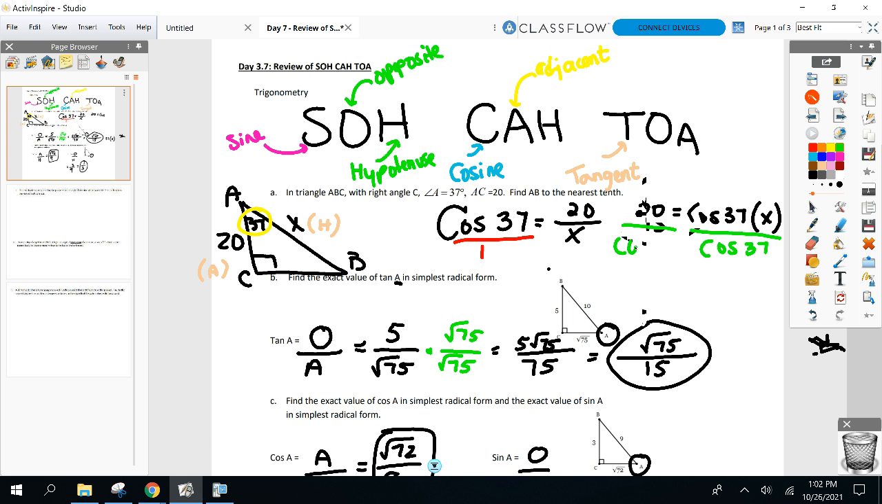And this is where your calculator comes in. Cosine 37. Now you go to your calculator: 20 divided by cosine 37. You can put it in a fraction template if you prefer. And that'll give me side X. And I do have rounding directions, right? Yep, nearest tenth. What was this, 20 something?